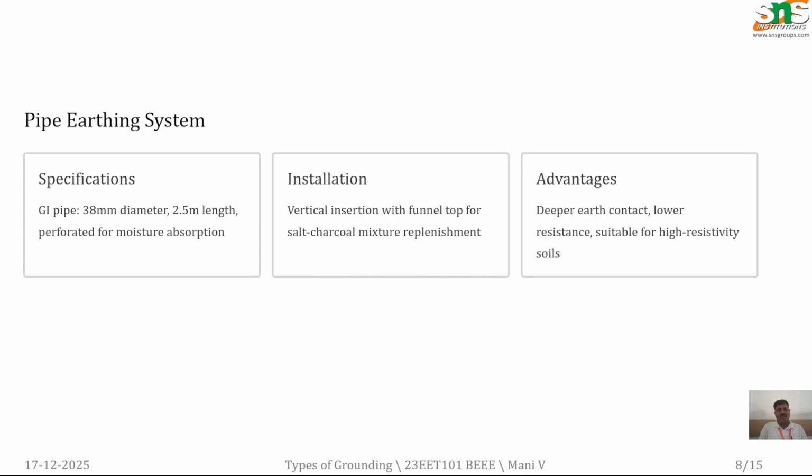For installation, the pipe is placed vertically with a funnel top for salt, charcoal, and mixture, and it should be surrounded by the earthing system. We should not fill it only with soil; we also use salt as well as charcoal, and big and medium size rocks can be used. What are the advantages of a pipe earthing system? It gives deeper earth contact, provides very low resistance, and is suitable for highly sensitive soils.